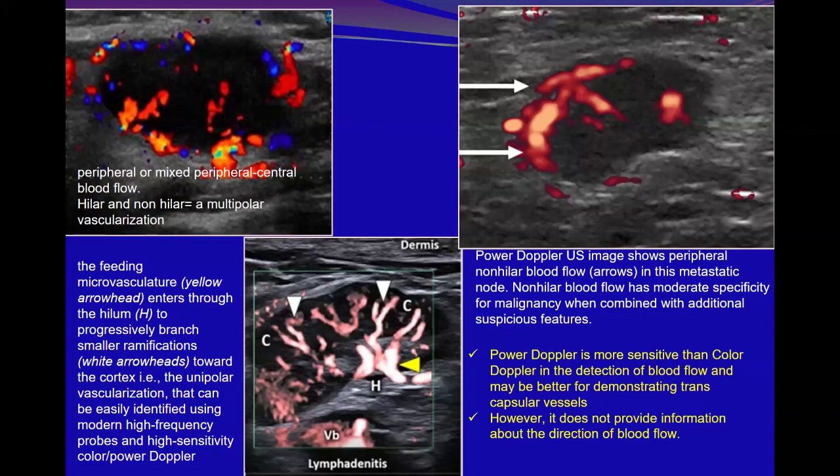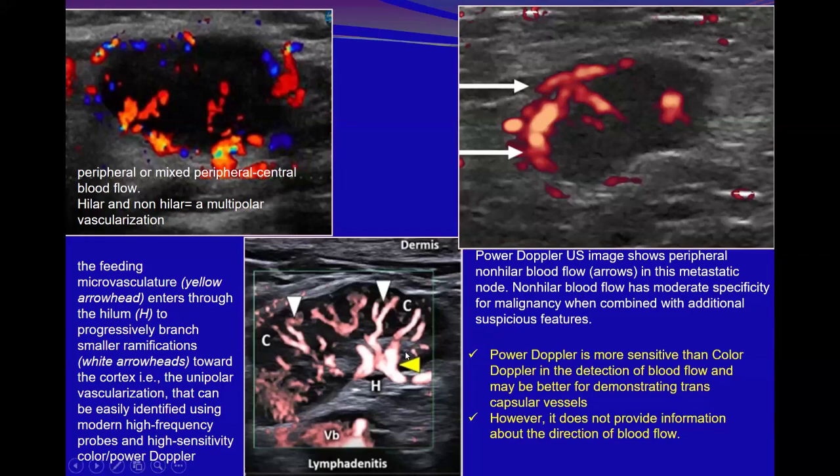Okay, by power Doppler, here it is hypervascular, large vessel, but even if our small vessels could not be detected by color Doppler, power Doppler will enhance visualization of these vessels. However, still, power Doppler does not provide information about the direction of the flow. Okay, and even the small vessels within the nodes.